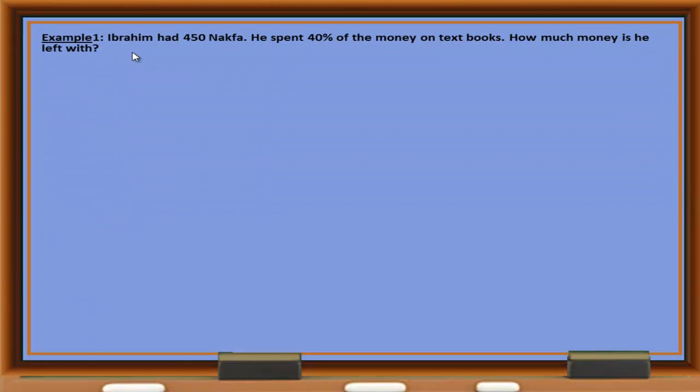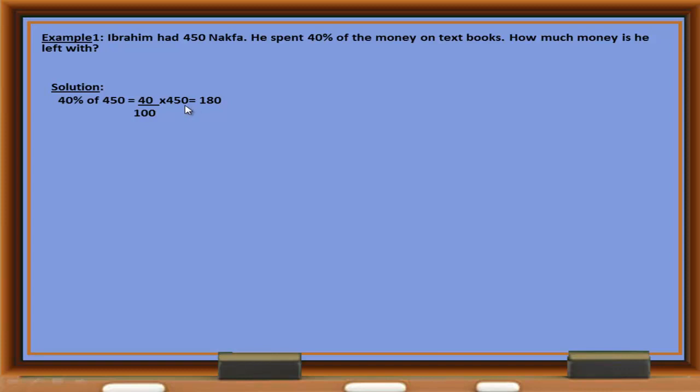Ibrahim had 450 nafa. He spent 40% of the money on textbooks. How much money is he left with? Solution. 40% of 450. We are going to find 40% of 450. 40% is 40 over 100. Of indicates multiplication.